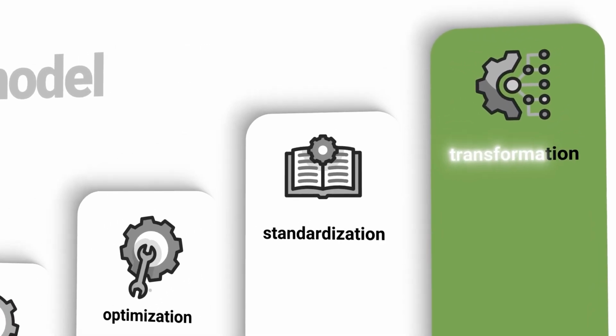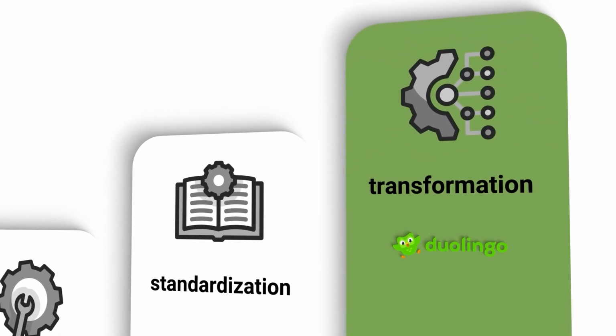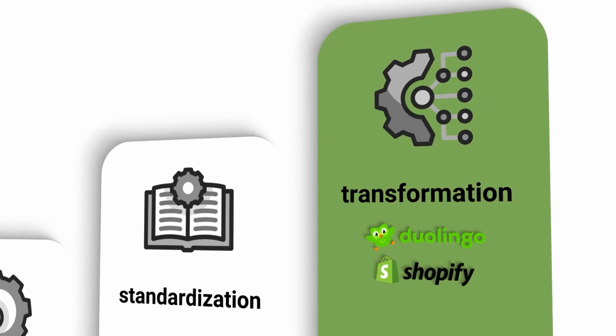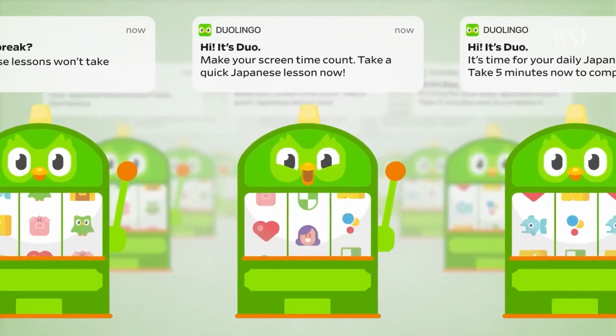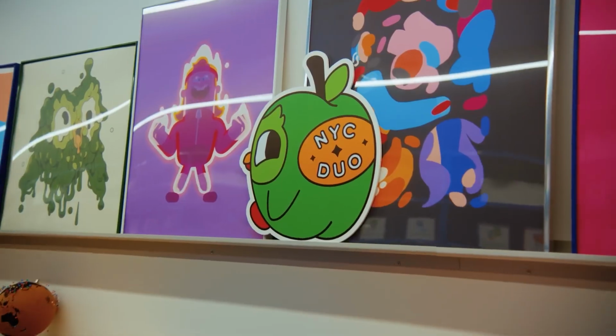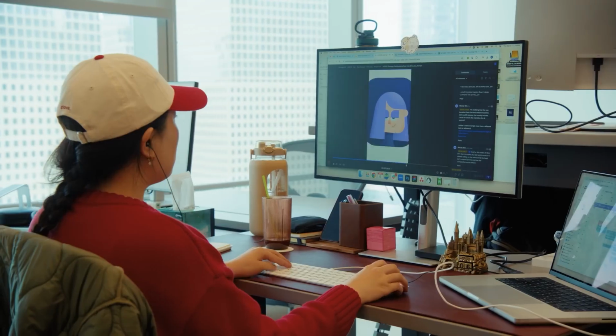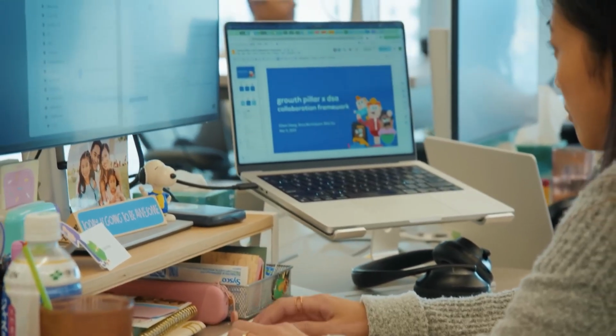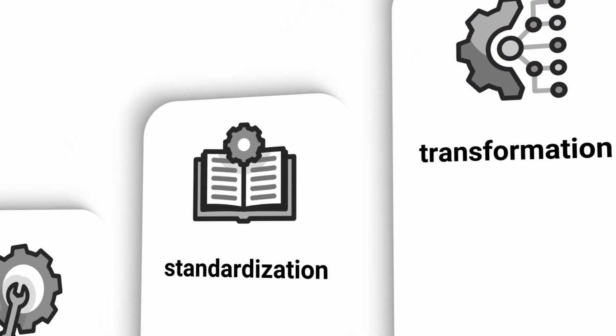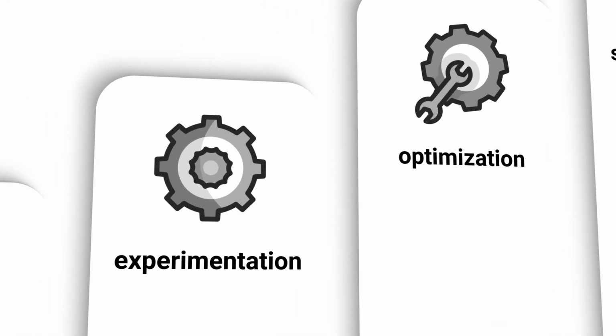The final stage, transformation, is where companies like Duolingo and Shopify are headed. This isn't just about using AI. It's about reinventing how you serve customers, build products, and turn ideas into scalable value. Sounds like a buzzword festival, right? Let's flesh it out and take it one step at a time.